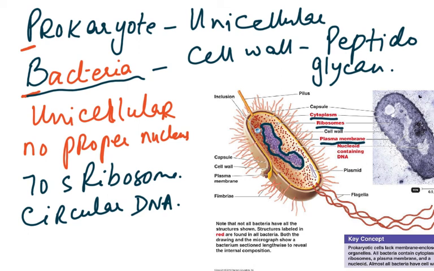So a cell wall, cytoplasm, ribosomes. Some bacteria would have a slime capsule outside the cell wall, and that's an additional feature. So all bacteria have a cell wall, cell membrane, cytoplasm, ribosomes, and the circular DNA. Prokaryotes also do not have any membrane-bound organelles. So no mitochondria, no chloroplast, no other membrane-bound organelles are present inside bacteria.